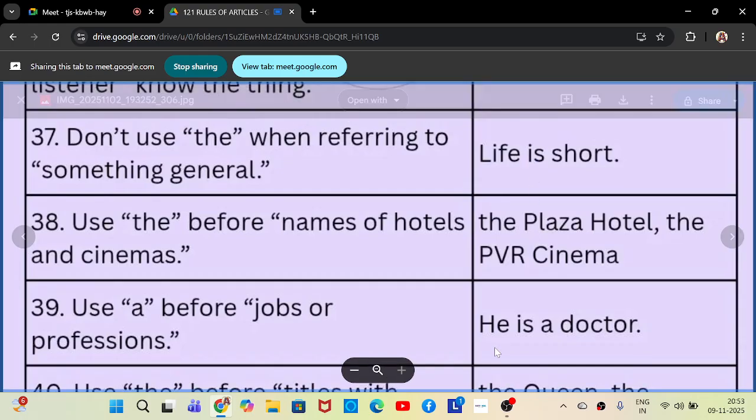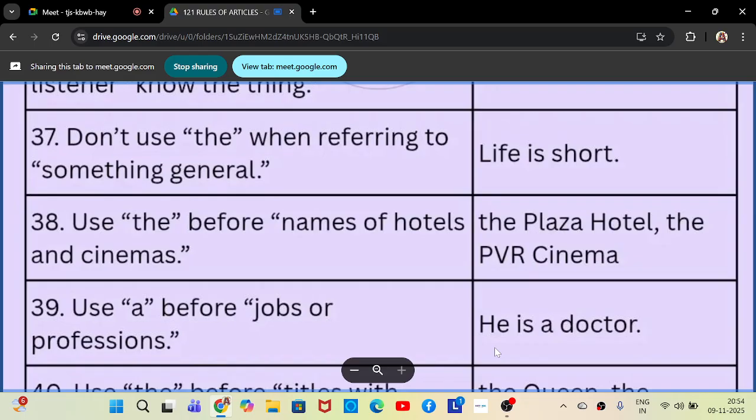Life is short. So life is a general concept. We don't say a life or the life. When speaking in general, we say life. Life is short.